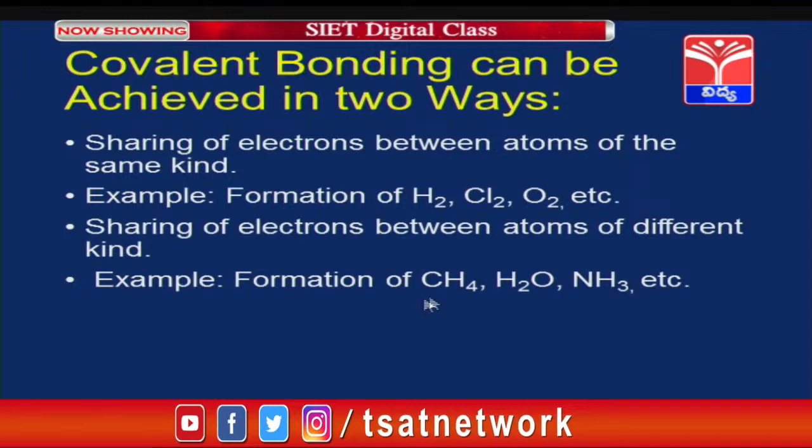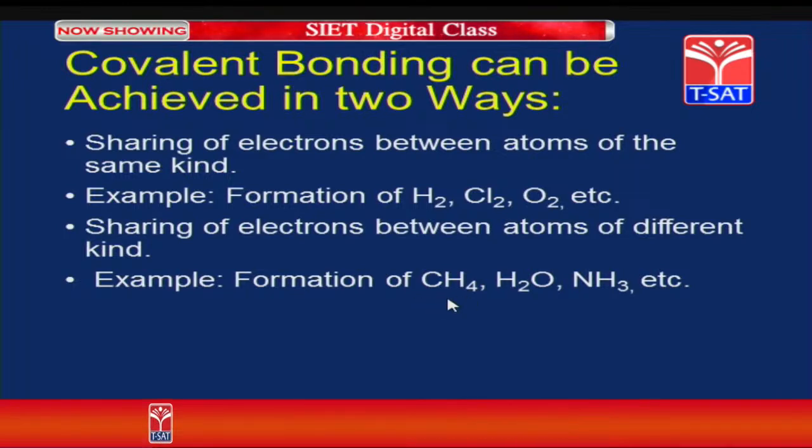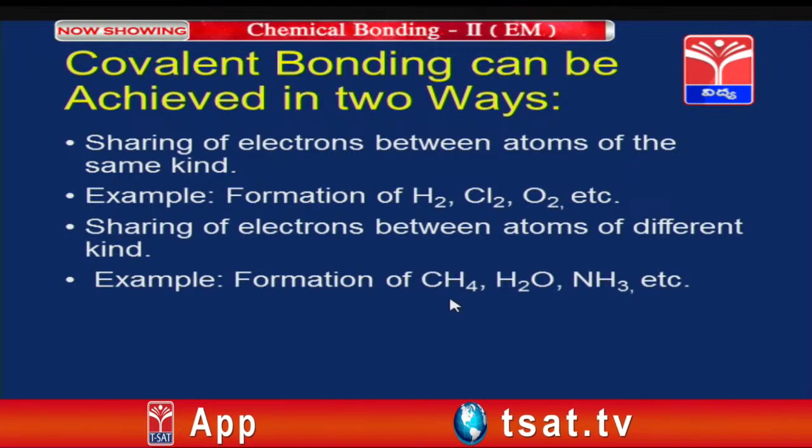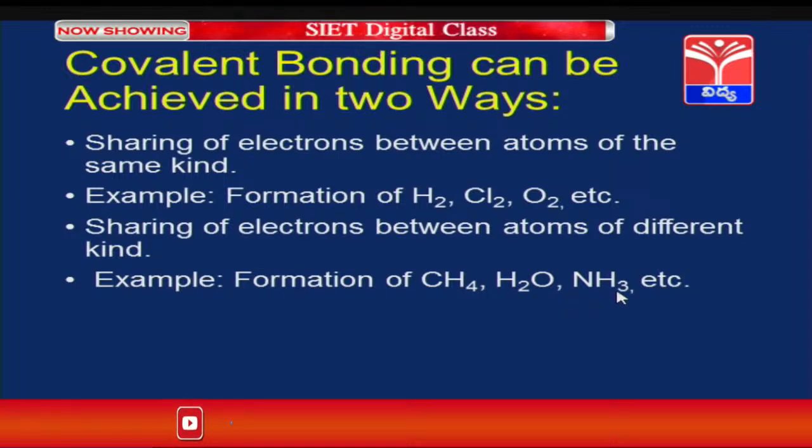If you look at the example, children, this is CH4, a methane molecule. Here the sharing of electrons takes place between carbon and hydrogen. What are molecules? Ammonia molecule.